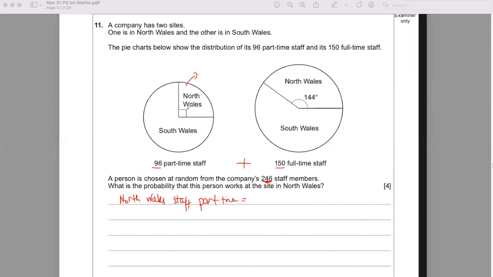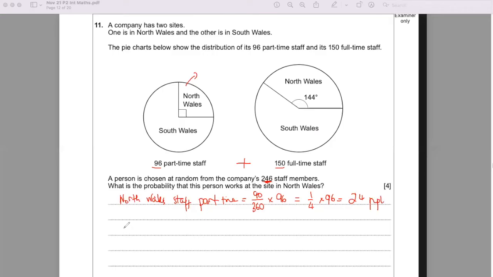This is 90 degrees, which is a quarter, so you can do a quarter of 96, or you do 90 divided by 360 times 96. That is the same as a quarter times 96, okay? And then we'd get 24. Put that in your calculator, and it will be 24 people.